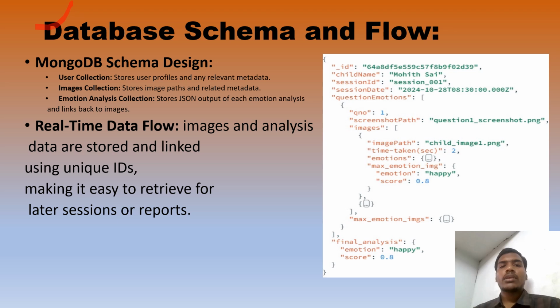Let us see the database schema and flow. The user collection stores user profiles and any relevant metadata. The image collection stores image paths and related metadata. The emotion analysis collection stores the JSON output of each emotion analysis and links back to images. This is how our MongoDB structured data looks. And real-time data flow: images and analysis data are stored and linked using unique IDs, making it easy to retrieve for later sessions or reports.